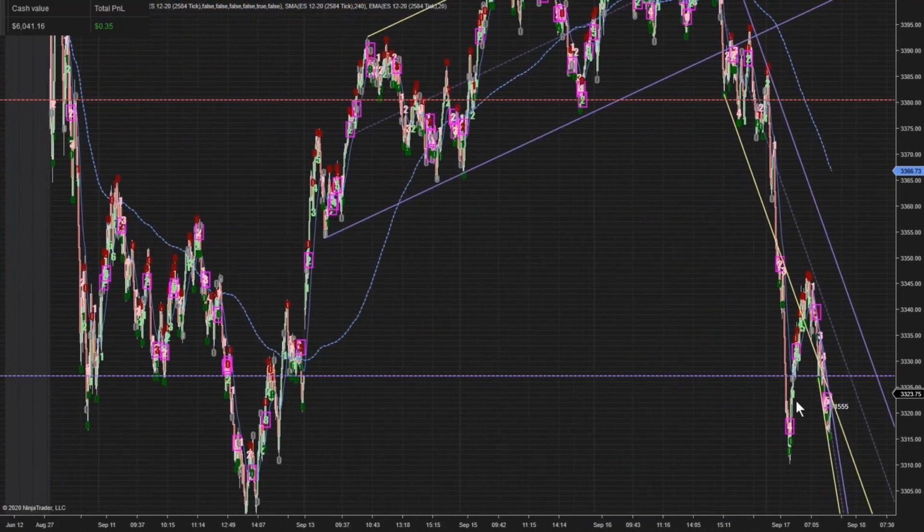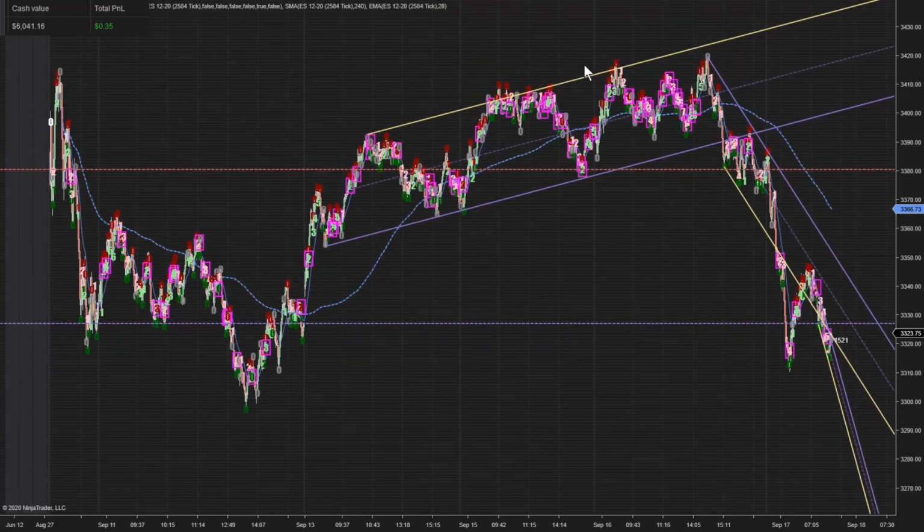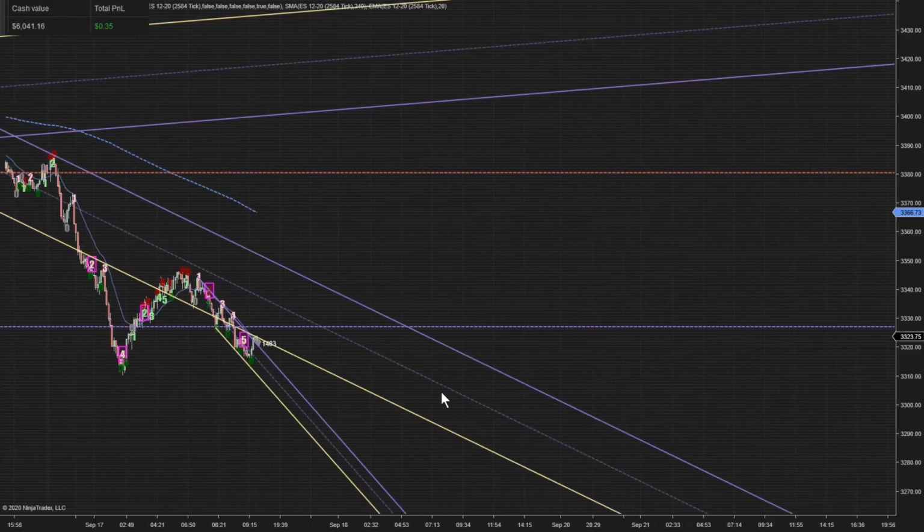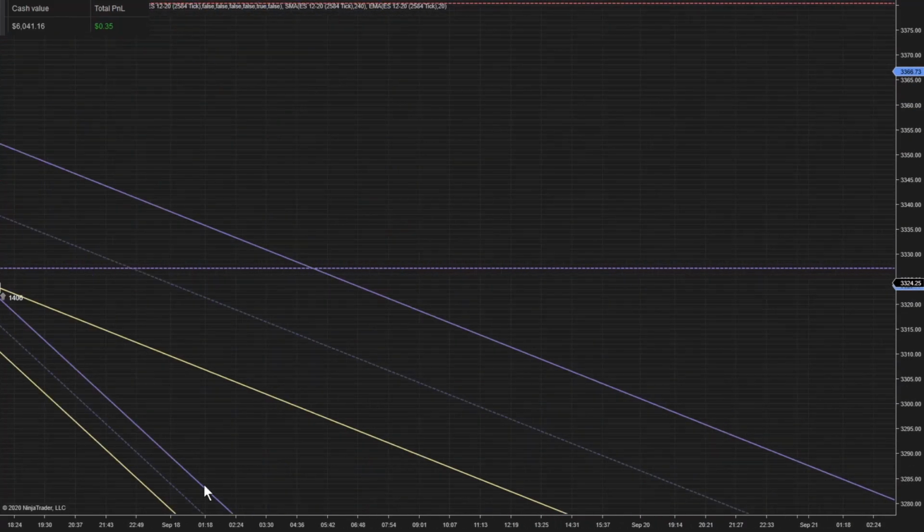but this pattern here that you see kind of looks like a plateau and then it comes back down. I think this is a very bearish pattern. I think it has more room to go down, to be honest, but we'll see.